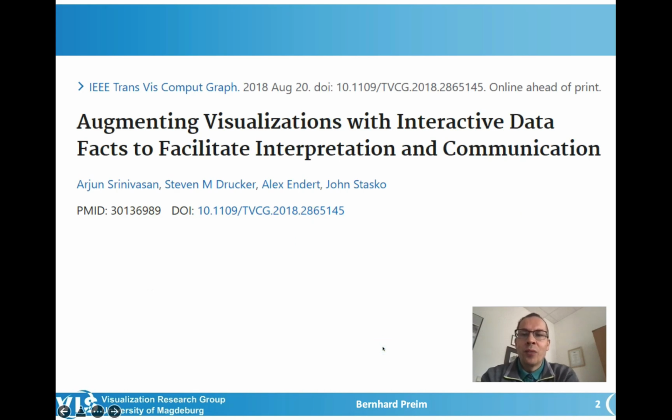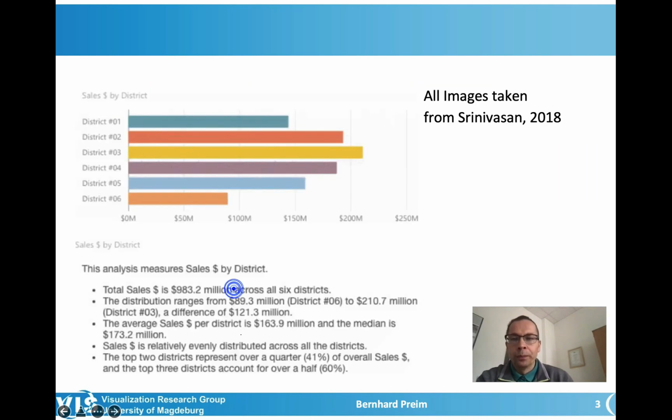So that's how this looks. The authors are Arjun Srinivasan, Stephen Drucker, Alex Endert, and John Stasko. And as always, the images are taken from the paper that I introduce. I have not written this on every slide, just as a general remark.